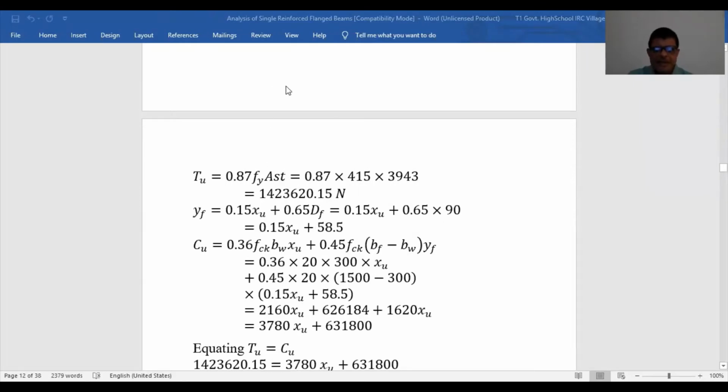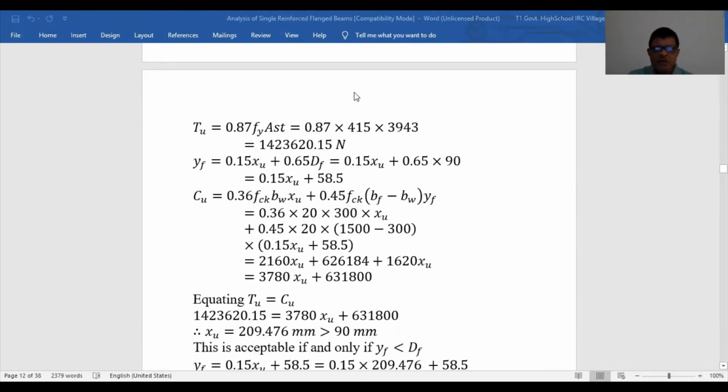Here we have taken that Tu is equal to Cu. Now the Tu value is equal to 0.87 fy Ast, and we have taken 3943. So this is the Tu. Again put yf is equal to 0.15 xu into 0.65 Df. We'll again find this value, and putting this value in Cu. Cu is equal to again this, that we have already seen in the last problem, 0.36 fck bw xu.